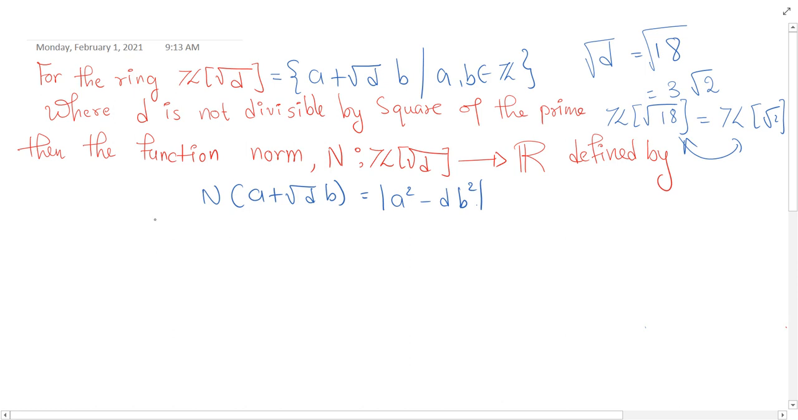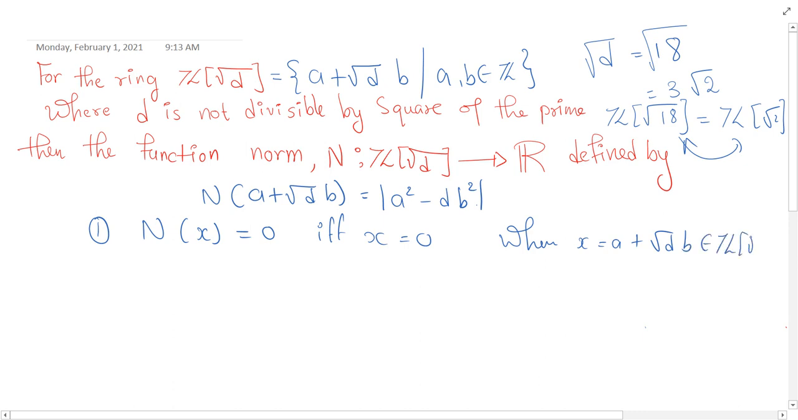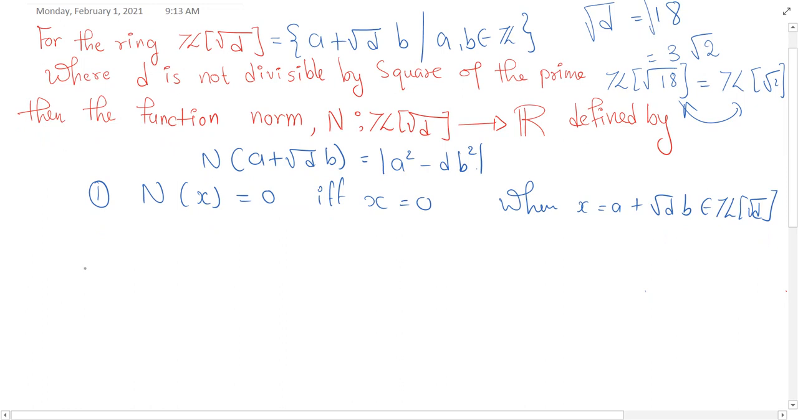The first property that we are going to prove is that N(x) = 0 if and only if x = 0, where x is a + √d·b, some element of Z[√d]. I'm trying to say that the norm takes an element to 0 if and only if that element is 0. This function takes 0 to 0, and no other element gets mapped to 0. Simple idea. We'll prove three properties. The first one is this. Once we prove this, we'll think about the second property. So let us prove this.